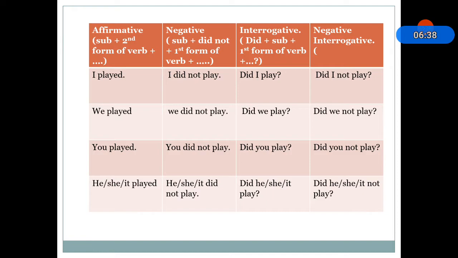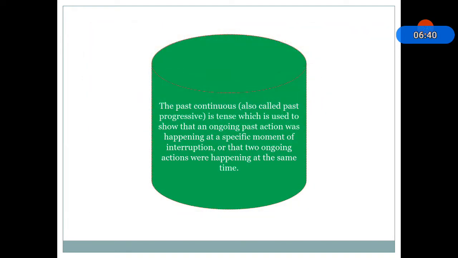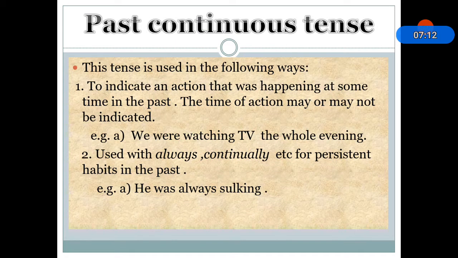So now let's move on to the second form of this past tense, that is past continuous, which is also called past progressive. So we can say that it is a tense which is used to show that an ongoing past action was happening at a specific moment of interruption, or that two ongoing actions were happening at the same time.